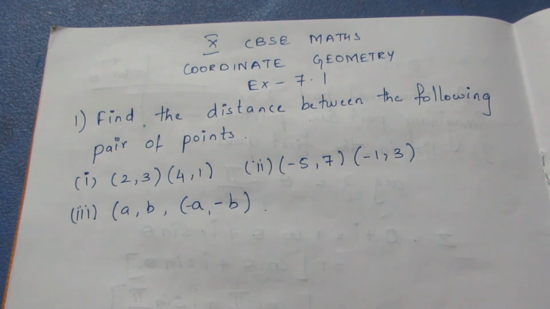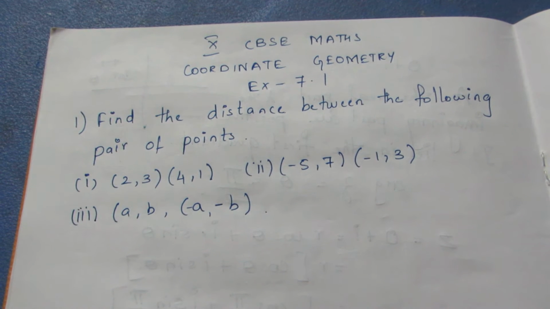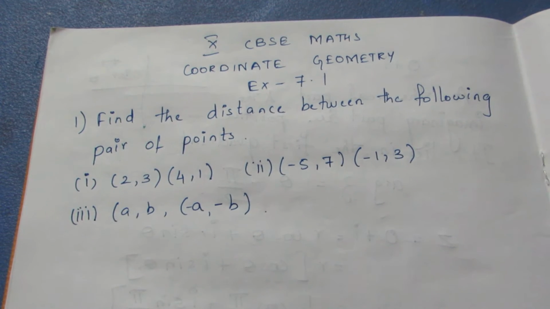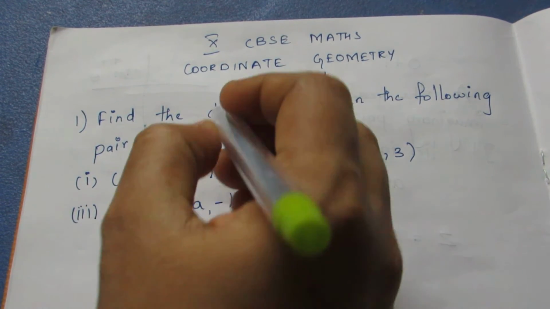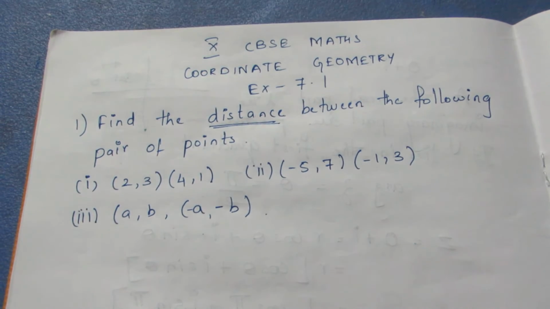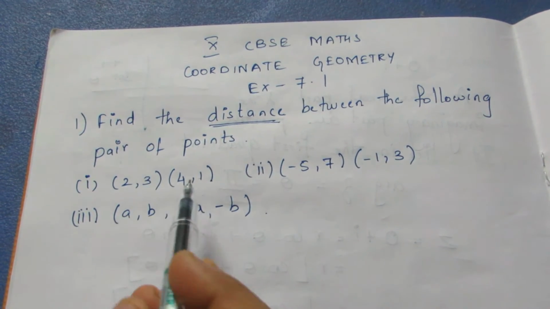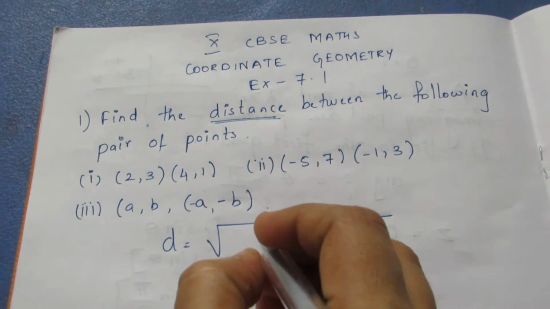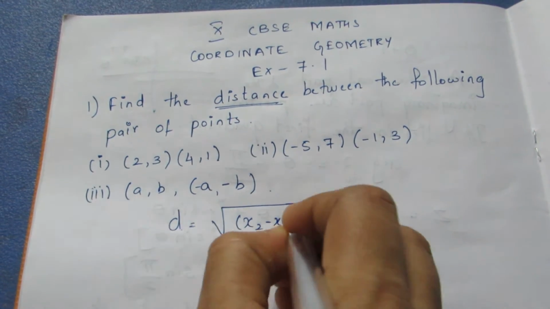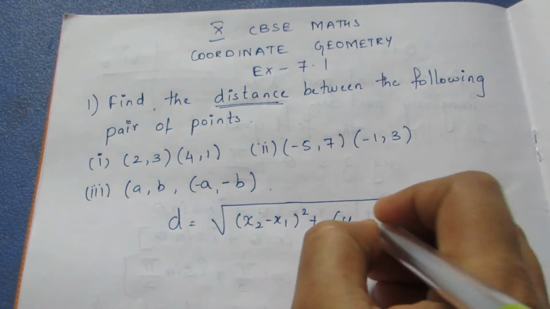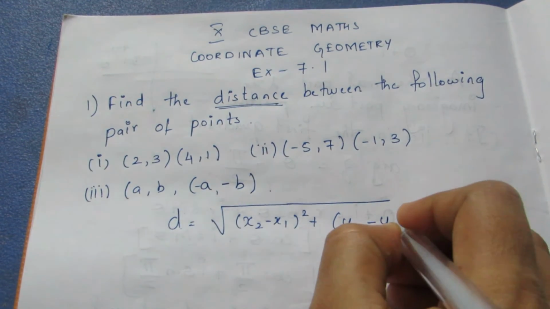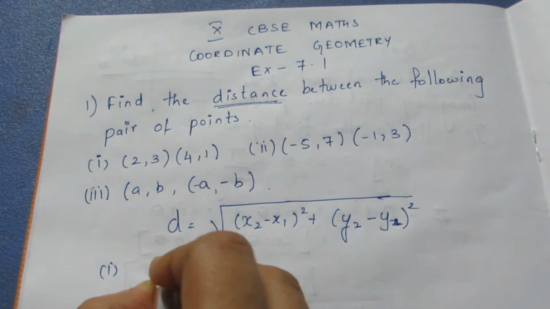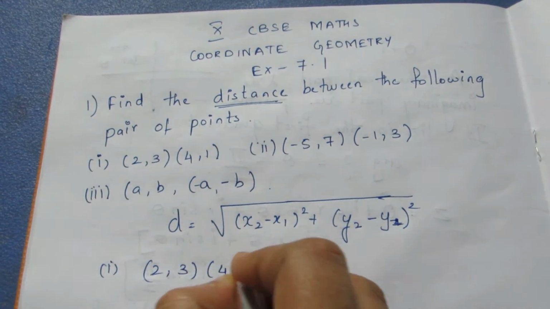Today we are going to see 10 CBSE Maths Coordinate Geometry Exercise 7.1 first sum. Let's see the question. Find the distance between the following pair of points. So they have asked us to find the distance between the 2 points. So we have a distance formula d equal to root of x2 minus x1 the whole square plus y2 minus y1 the whole square. From the first question it's given as 2 comma 3 and 4 comma 1.